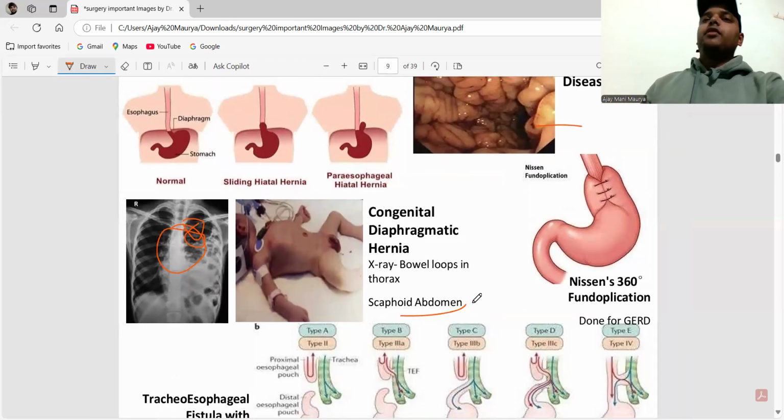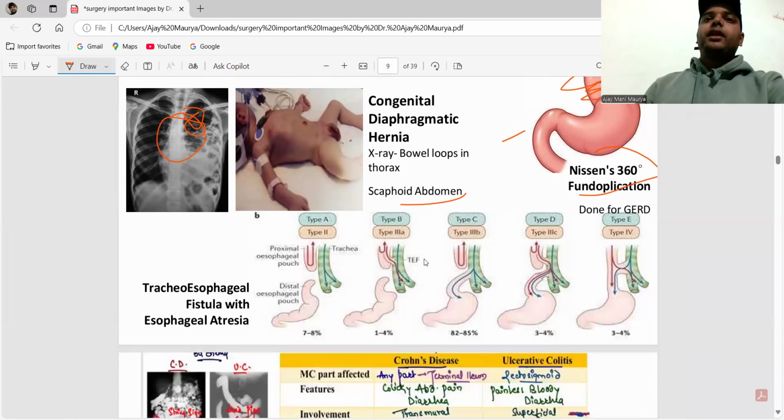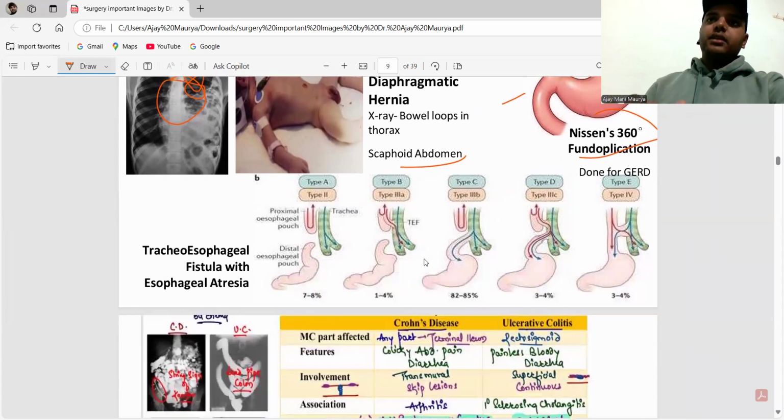What is avoided? We have to avoid bag and mask ventilation. We can do Nissen's fundoplication for the congenital diaphragmatic hernia. Okay, this is the case of tracheoesophageal fistula with esophageal atresia. So guys, from this one just remember type C. Type C is the most common. Just remember one thing from here, okay?